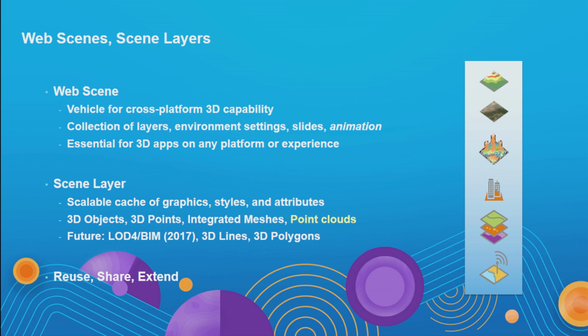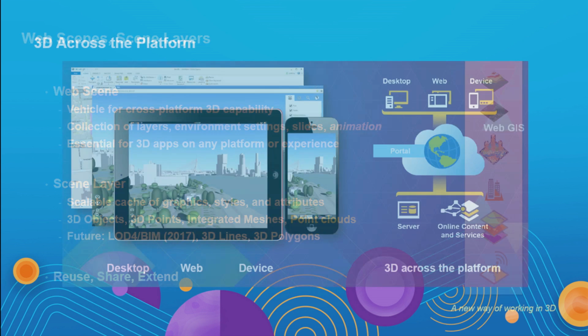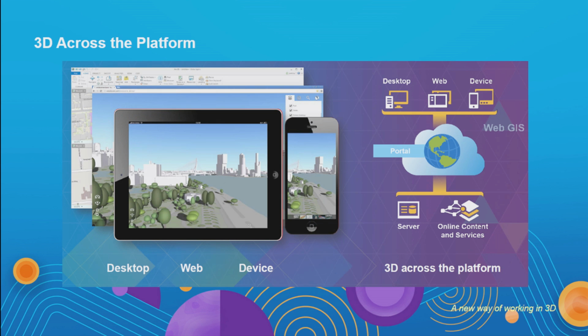So we support point, line, polygon. We support meshes, point clouds, and some image textures. So this slide is just showing that we have 3D across platforms: desktop, web, or device. But if you program it in something like JavaScript, it will run across those platforms because it runs in the browser, right?